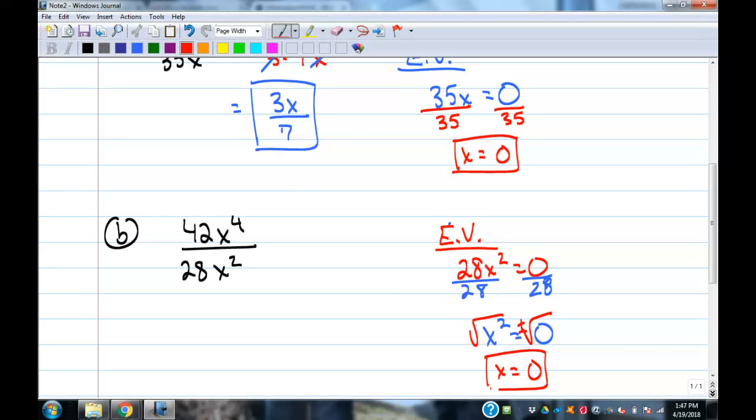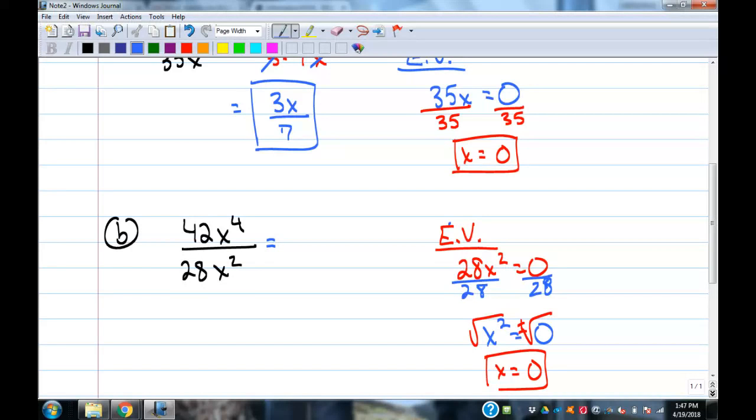Now, let's look at these two and think about simplifying. We want to look at 42 and 28. What do they have in common? 7 goes into both of them. How many times does 7 go into 42? 6 times. How many times does 7 go into 28? 4. Do 6 and 4 have something in common? 2. So what's 7 times 2? 14. That would be the greatest common factor of 42 and 28.